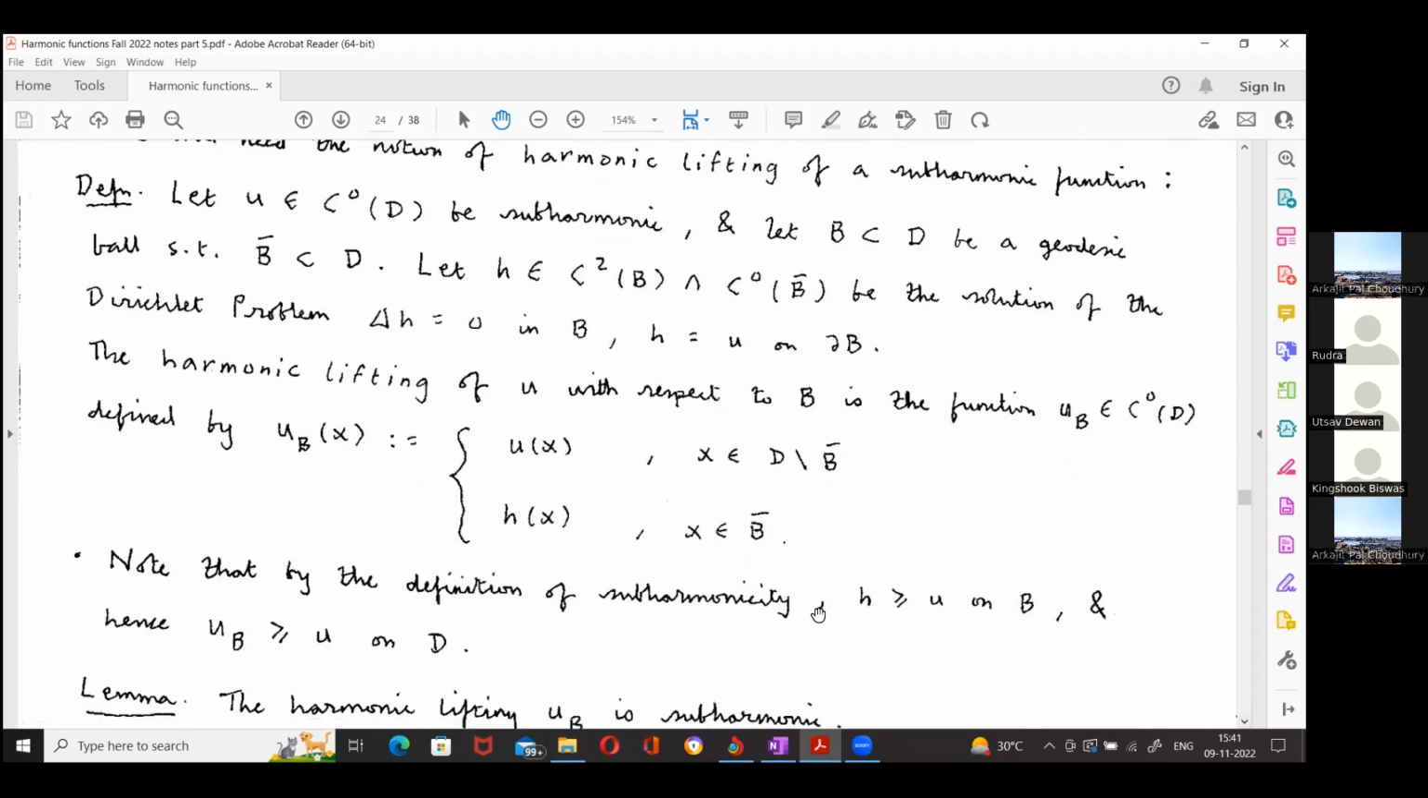First note that by the definition of subharmonicity, this harmonic extension H is going to be greater than or equal to u on the ball B, because it's equal to u on the boundary. By definition of subharmonicity for continuous functions, it's greater than or equal to u inside the ball B. So the harmonic lifting is always greater than or equal to u, because outside the ball it's equal to u, and inside the ball it's greater than or equal to u.